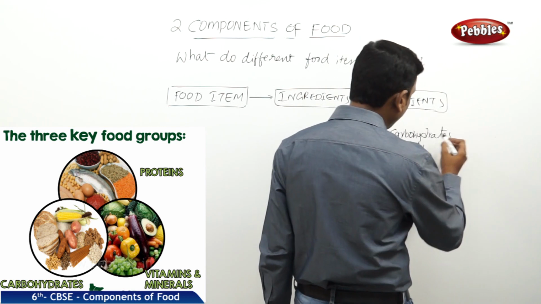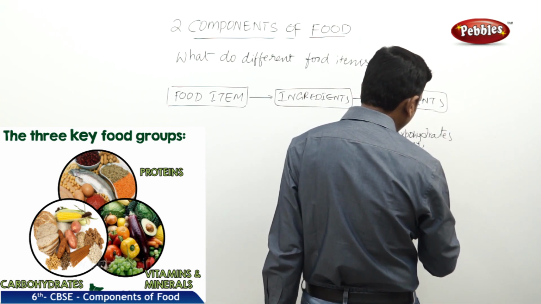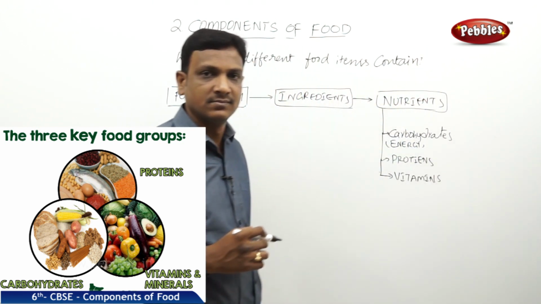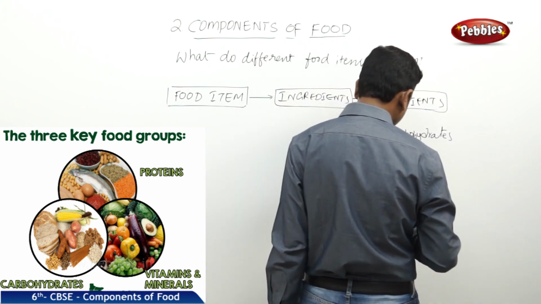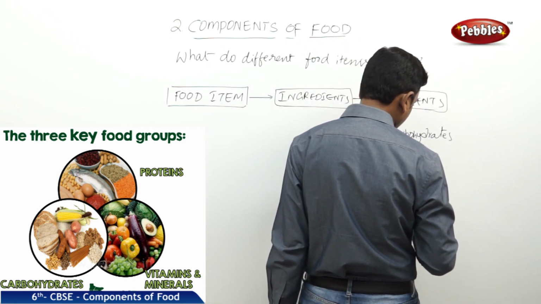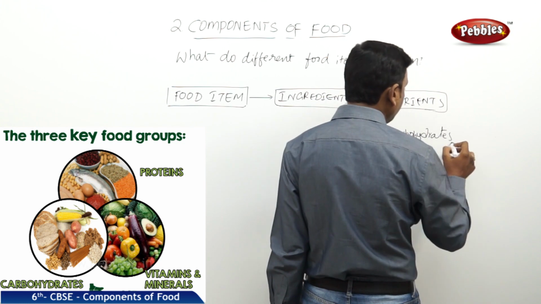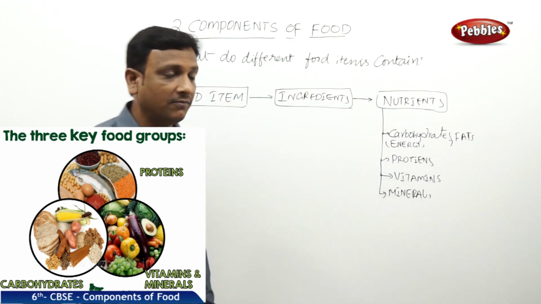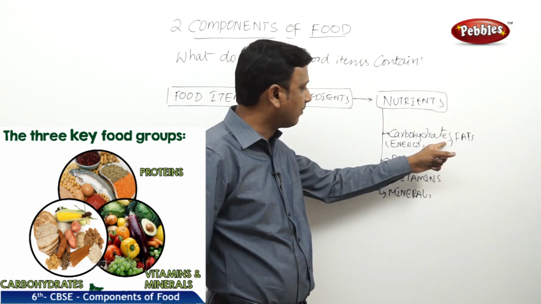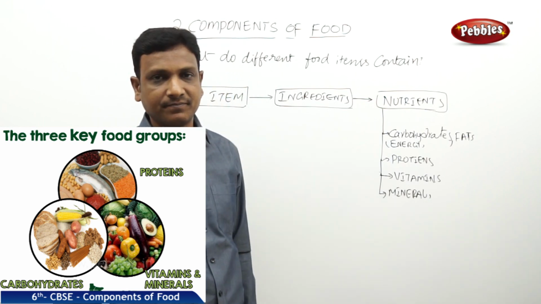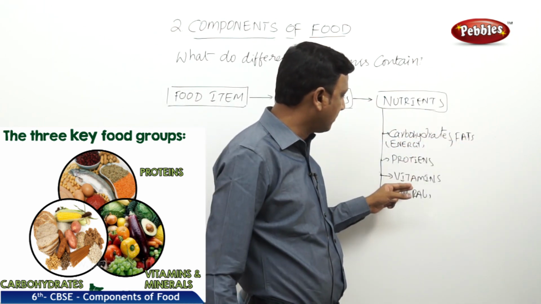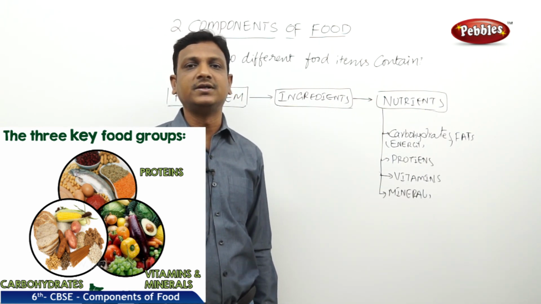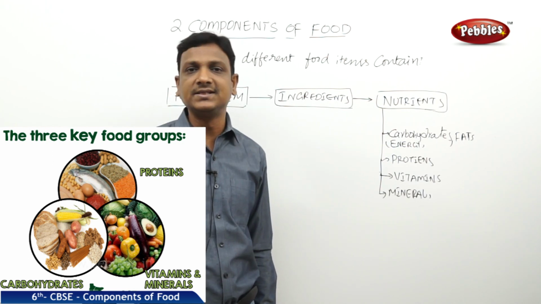Now let us see the third one: carbohydrates, proteins, vitamins, minerals. I write fats here beside carbohydrates, fats or oils. Why am I writing it here? Both fats and carbohydrates provide us with energy. Carbohydrates, fats, proteins, vitamins, minerals, all these are nutrients. They are very, very important for our survival, for the maintenance of our body.